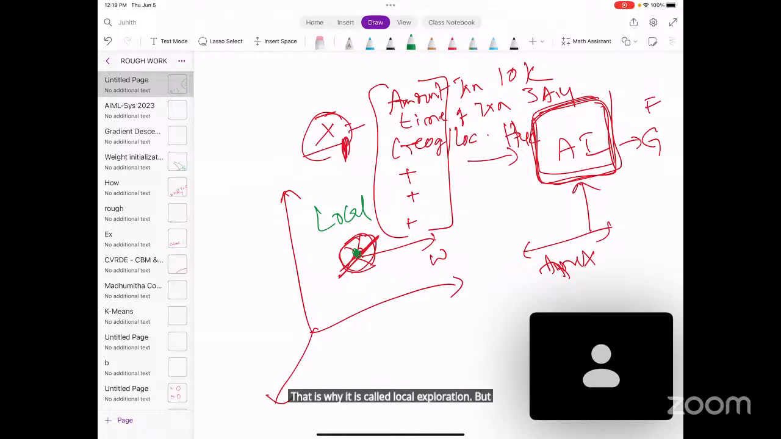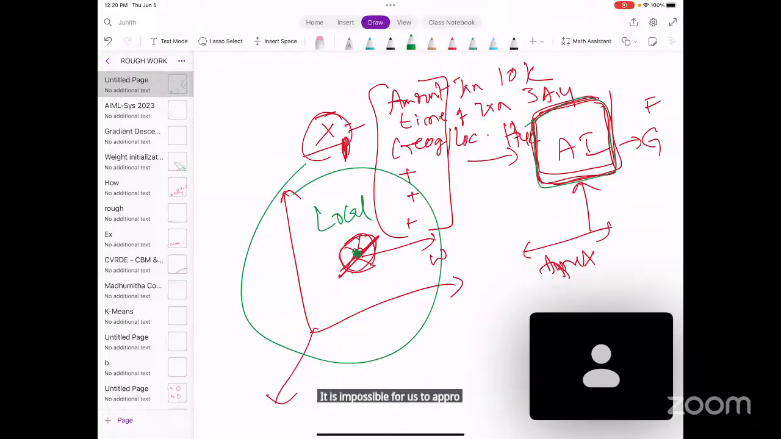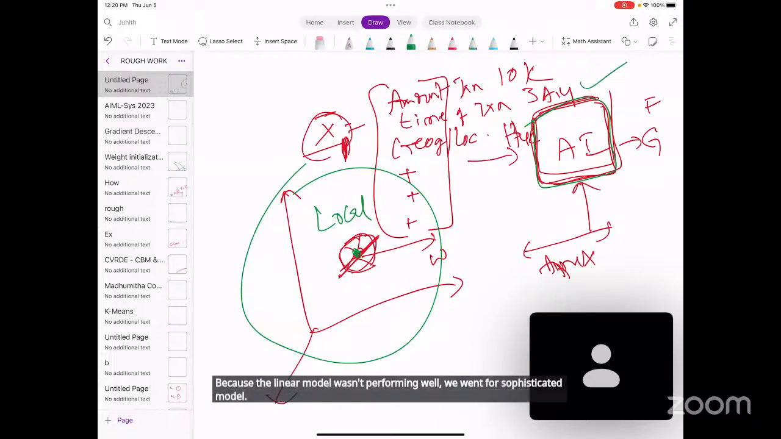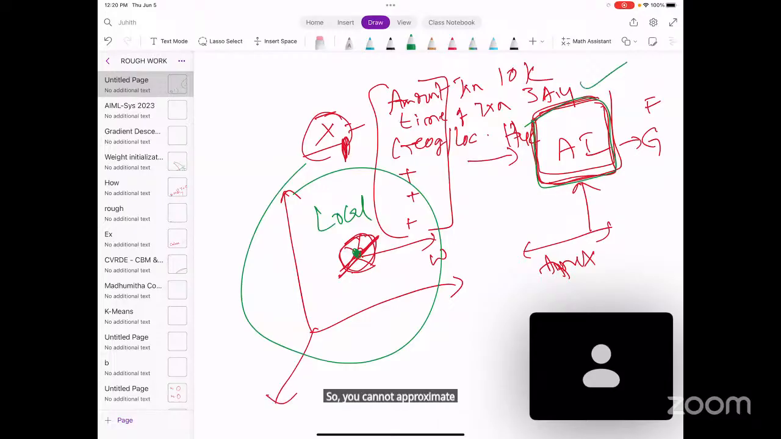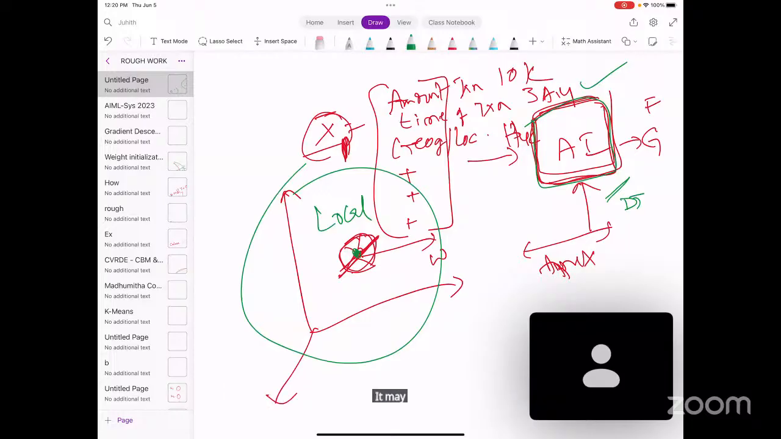But on the other hand, you can try for a global approximation of the model. Then we can call it global explanation. But those are prone to errors. It is impossible for us to approximate a complex model with a linear model everywhere. Because if that was possible, we would have gone for a linear model in the first place, right? Because the linear model wasn't performing well, we went for a sophisticated model. So you cannot approximate globally, but it may be possible for you to approximate locally with a linear model or a simple decision tree.